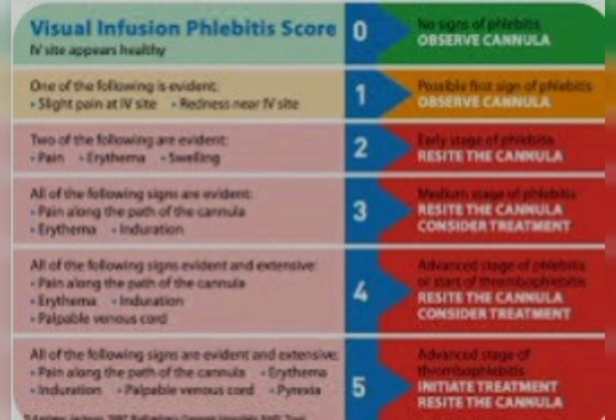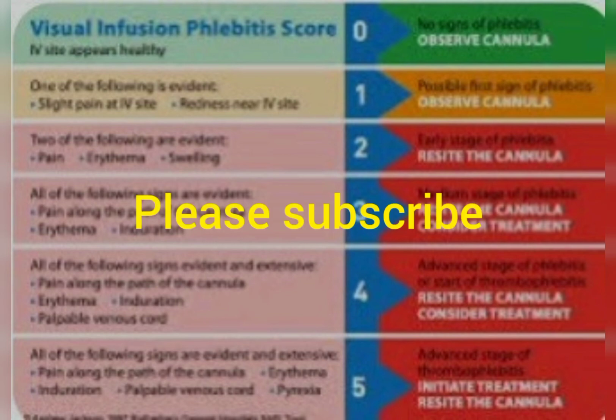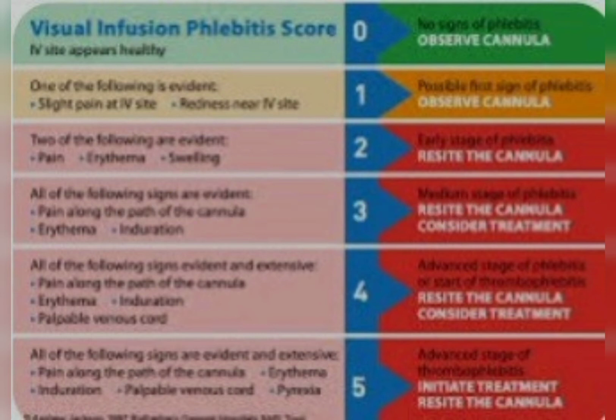So what is the VIP score or VIP scale? It is the visual infusion phlebitis score. When we visualize the cannula site, we should assess the condition of the cannula. How to assess? There is a scale from 0 to 5, with signs and symptoms for each. Based on that we score it on the VIP scale, and based on the score we should take action.